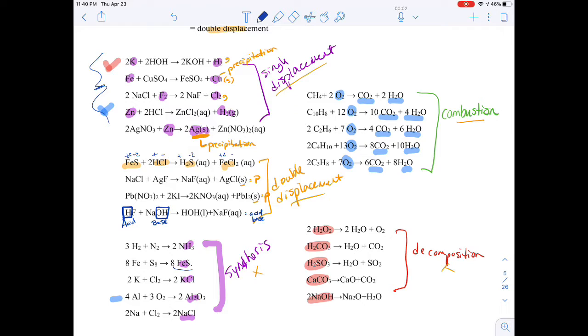And then over to the right, decomposition is in contrast. You've only got one type of reactant. And then for combustion, it's going to be like hydrocarbons or stuff with carbons, oxygens, and hydrogens reacting with, I'm sorry, it's reacting with oxygen, making CO2 and water. And those are combustions.